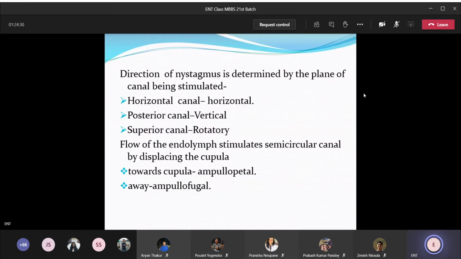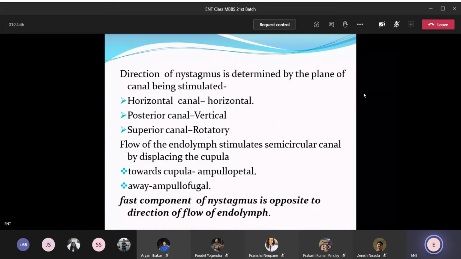The flow of the endolymph stimulates semicircular canal by displacing the cupula. Okay, so if it is towards the cupula, it is ampullopetal, and if it is away from the cupula, it is ampullofugal. The fast component of nystagmus is opposite to the direction of flow of endolymph.